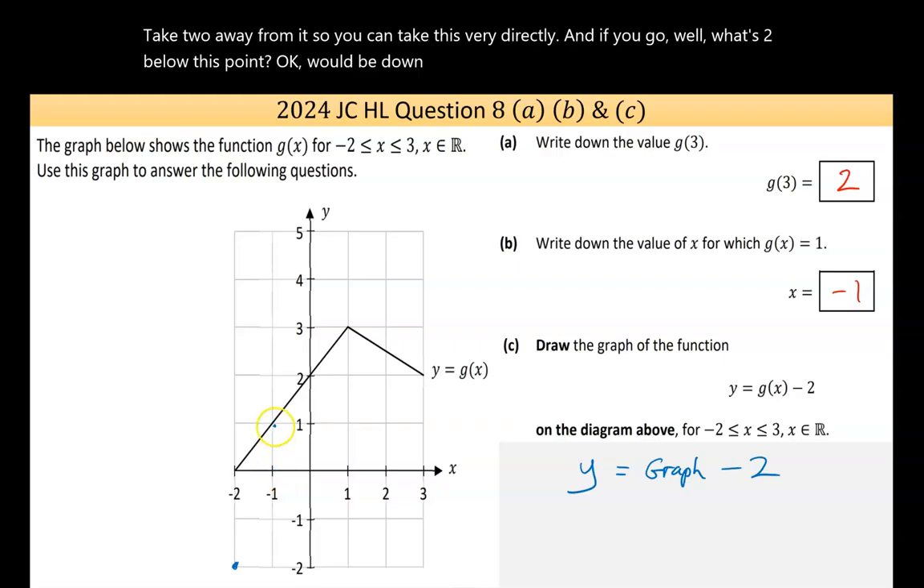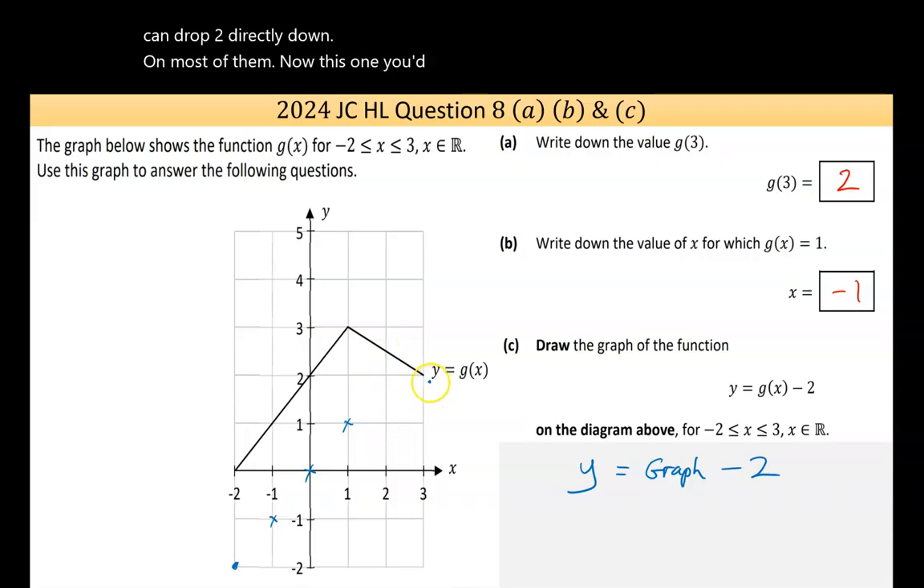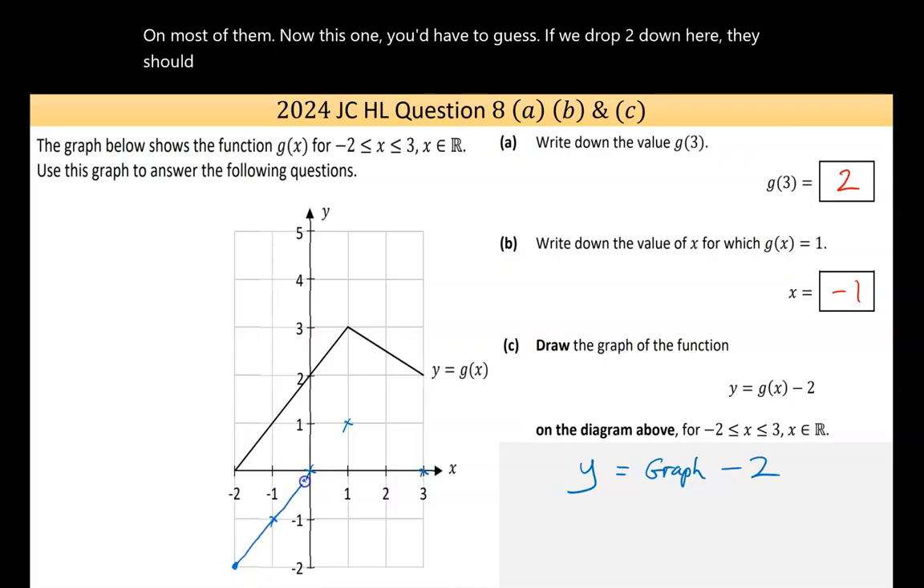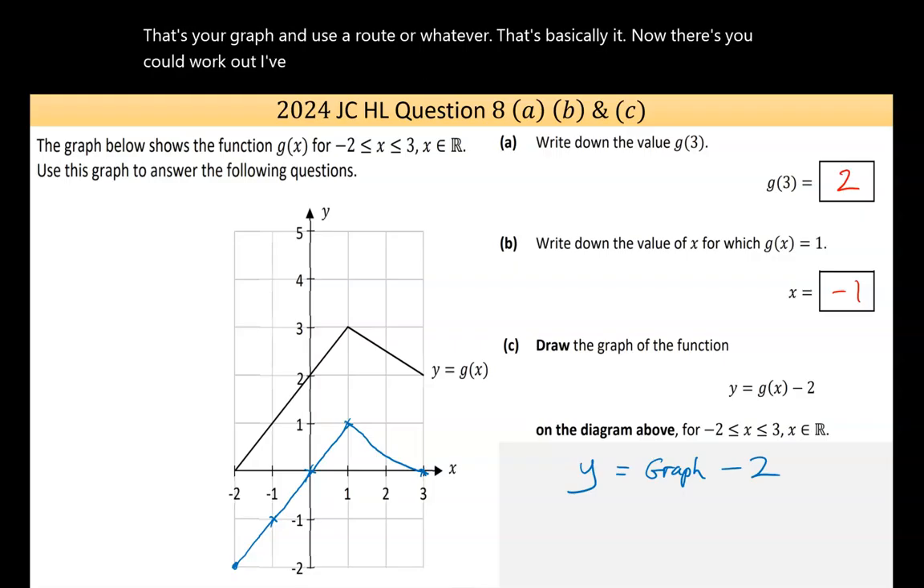Now, if you keep tracking 2 below, you can drop 2 directly down on most of them. Now, this one you'd have to guess. But if we drop 2 down here, they should map up. And that's your graph. Now, use a ruler or whatever. That's basically it. I've seen different strategies, but that seems to me to be the very direct thing.